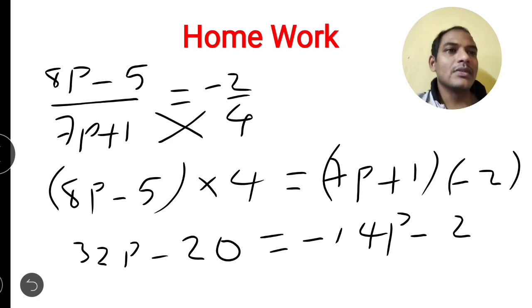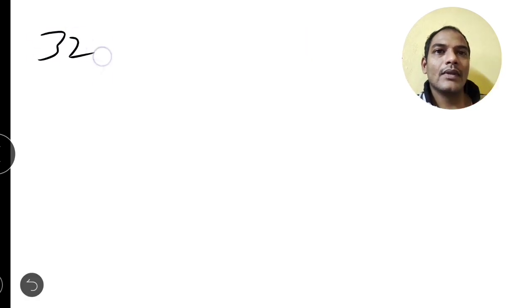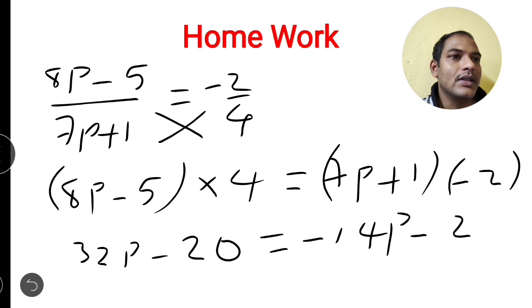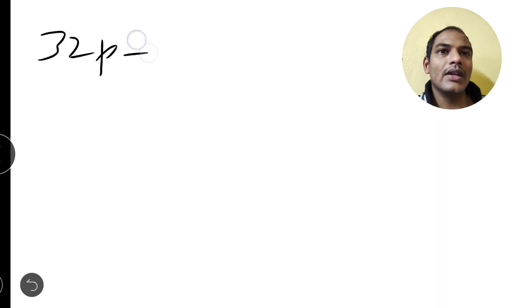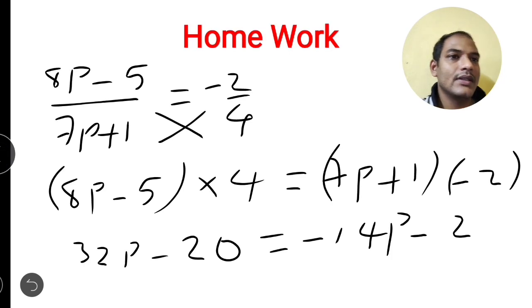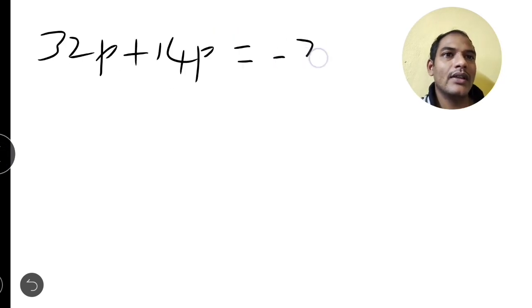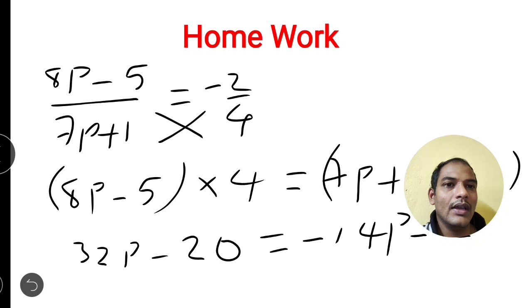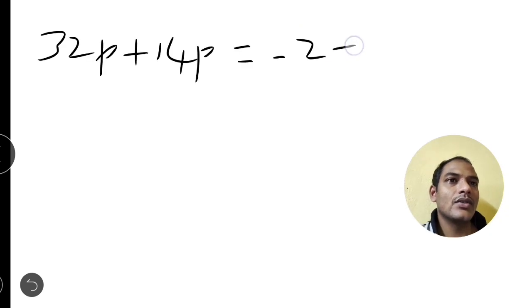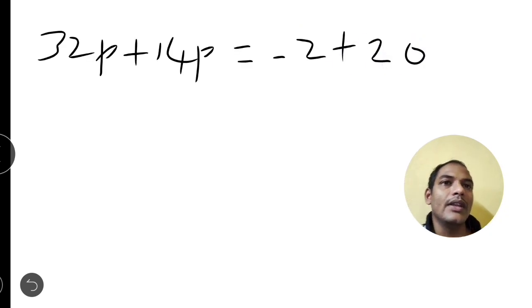Now write p terms on the left side and constants on the right side. So p terms: 32p and one more p term, that is minus 14p, so then it will become plus 14p, equals the constants, minus 2. First you have to write the right side constant number. Next, the left side constant number minus 20, then it will become plus 20.